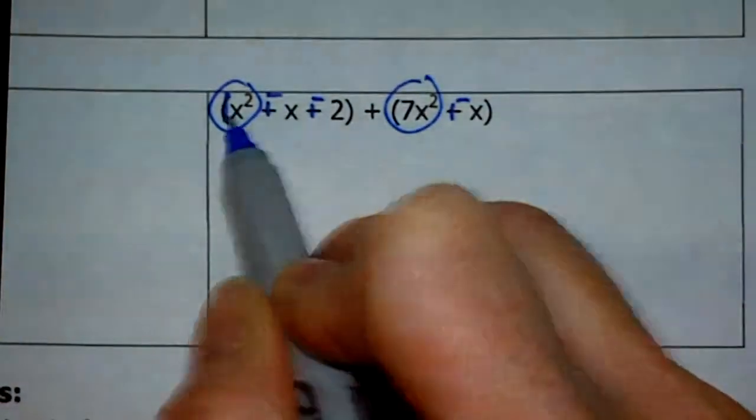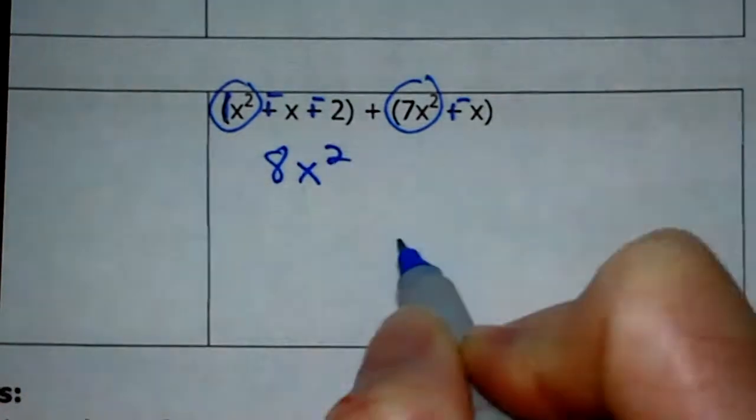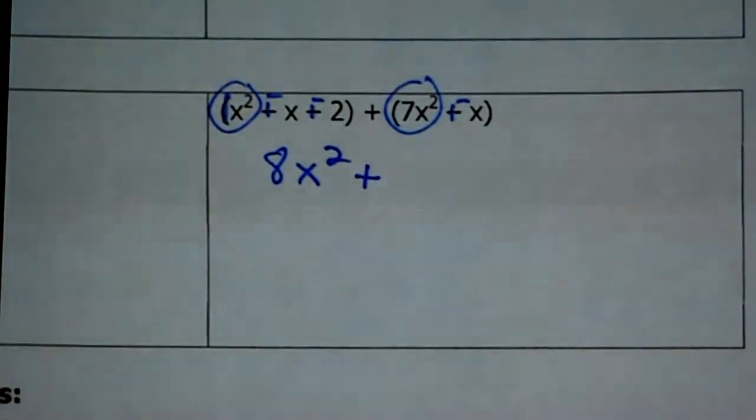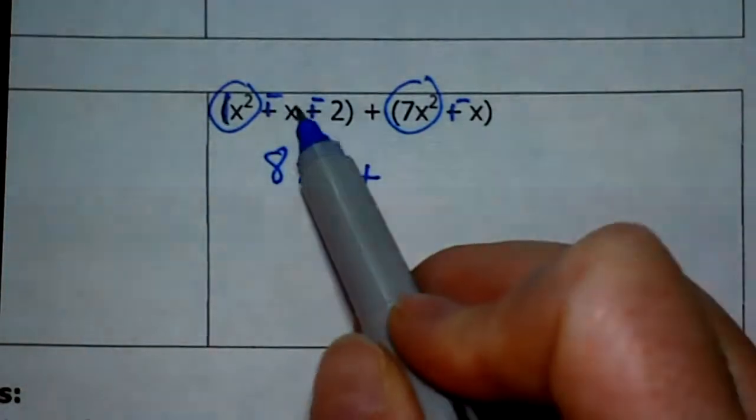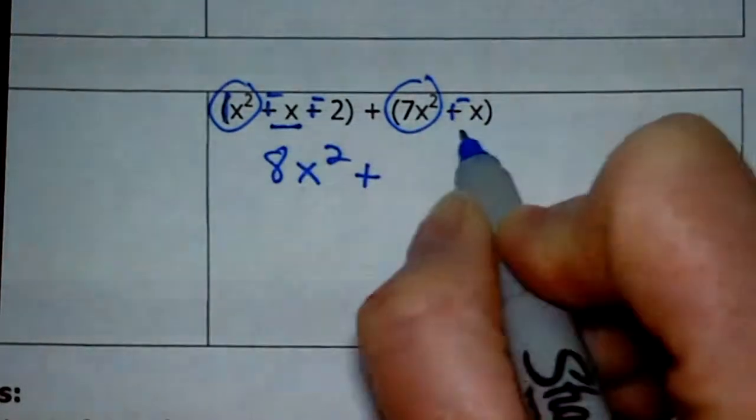All right. 1x squared, 7x squared. That means I have 8x squared. Plus, now I see there's a number or a letter. Remember, letters get to go first. The degree of this negative x is 1, and the degree of this negative 2 is 0. So there's a negative x and another negative x.